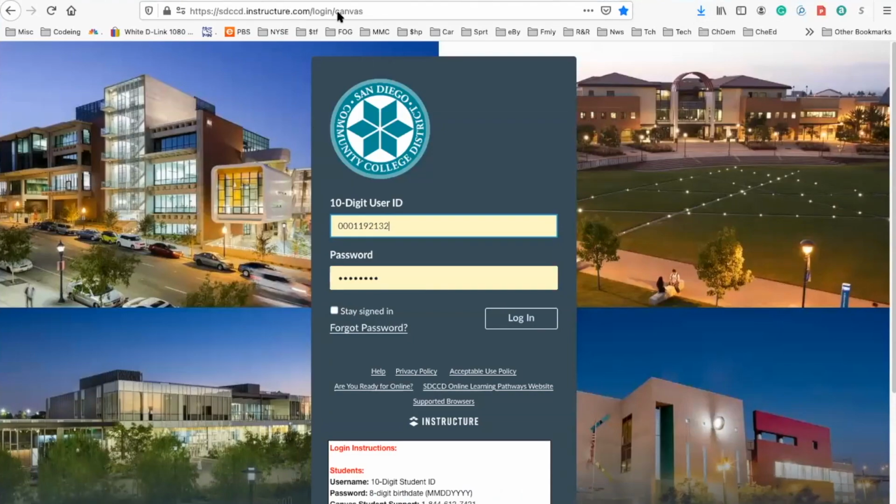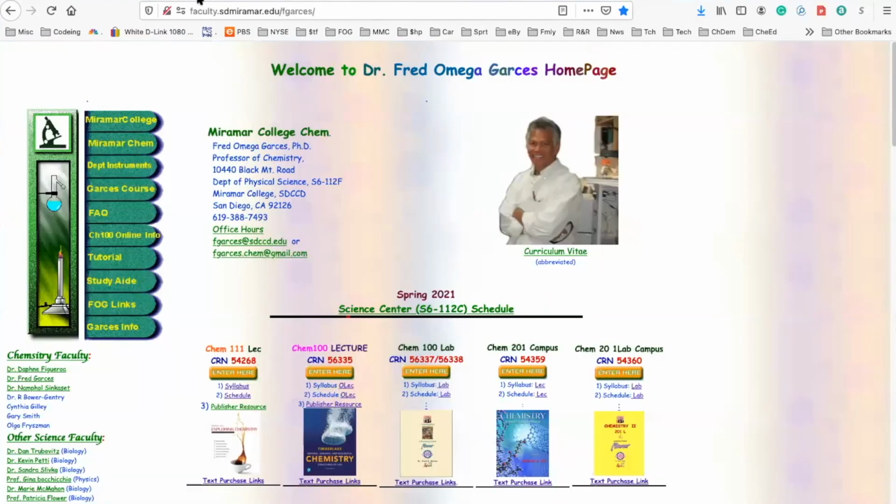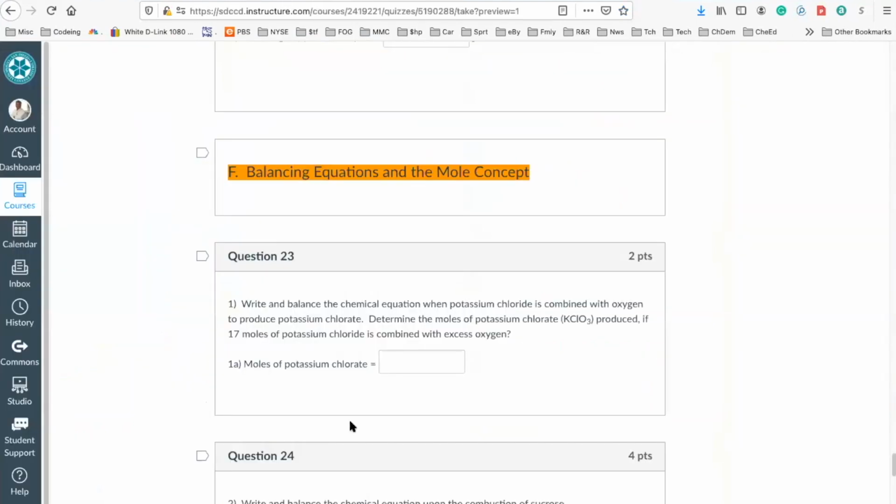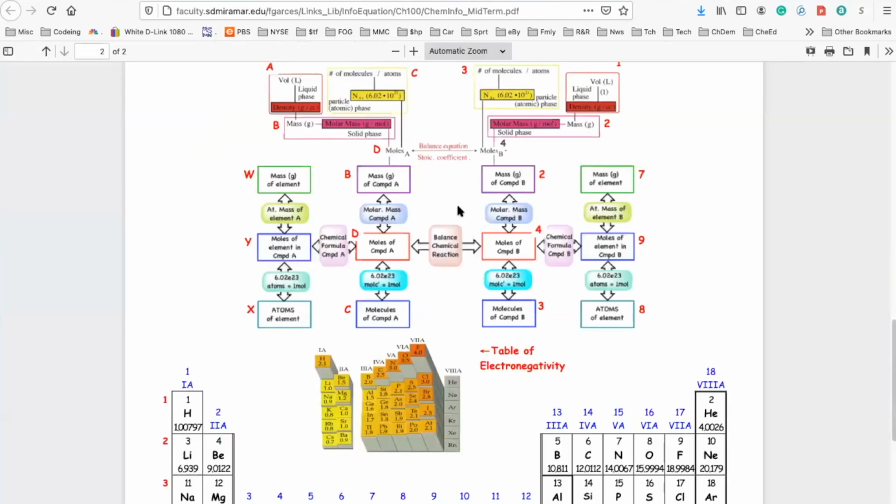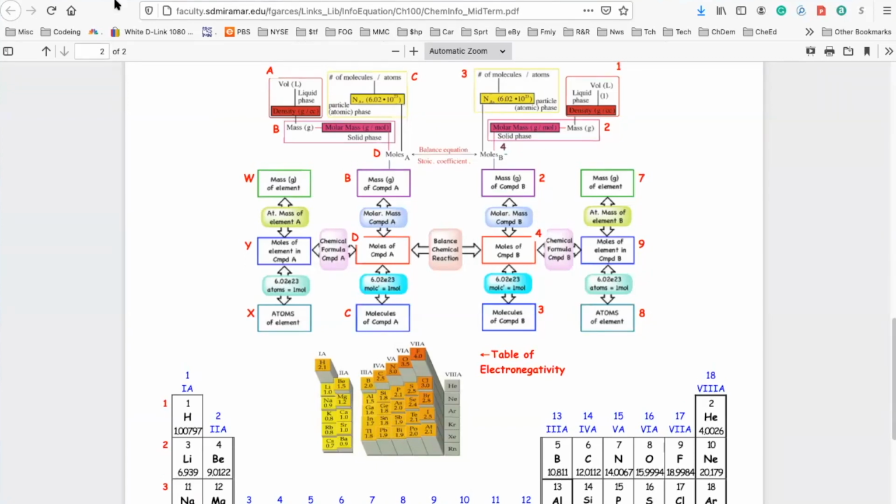is right here, okay? You got 17 moles of KCl, excess oxygen. Determine the moles. Oh, you're not even calculating the mass. You're just calculating the moles of KClO3. So you're just going from one step, using one conversion factor. Okay, that part is pretty straightforward.